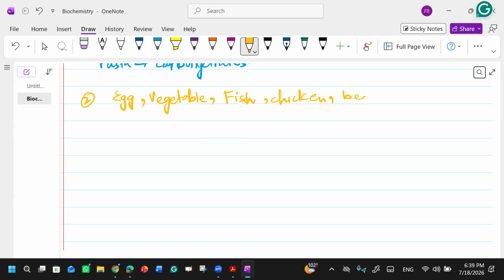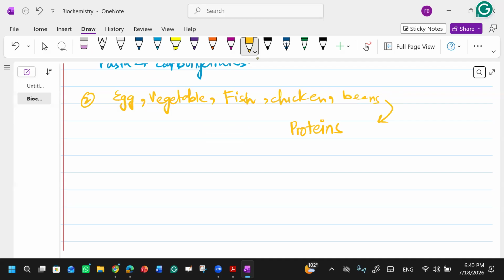Beans, nuts as well. So these things, egg, vegetable, fish, chicken, beans, these are what? These are proteins. So basically, the gym trainer is suggesting them to take proteins. Okay, why is it so?